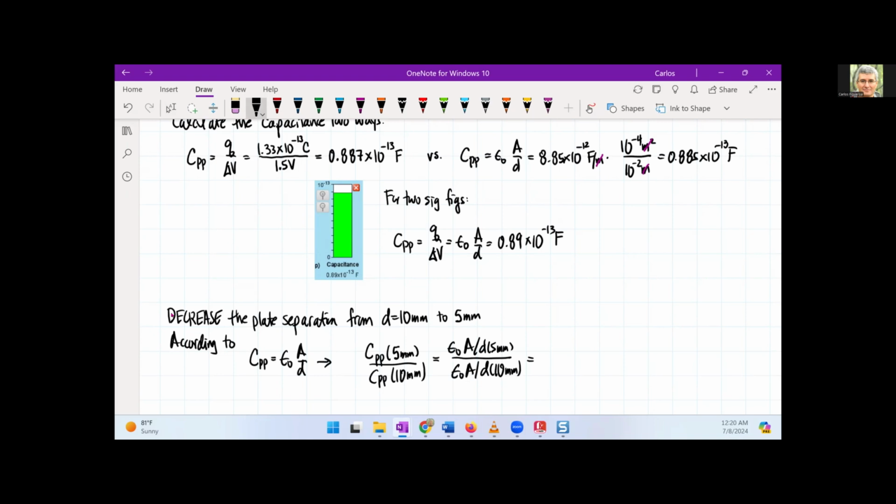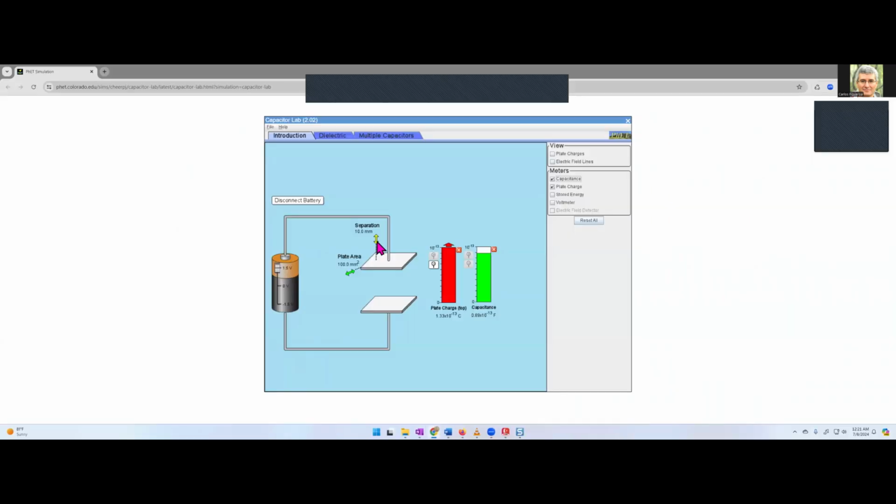In other words, it should be 10 millimeters divided by 5 millimeters, so I should have a ratio of 2. Well, let's go calculate that. Okay, so the first thing I want to do is go back and share, and I want to decrease my separation.